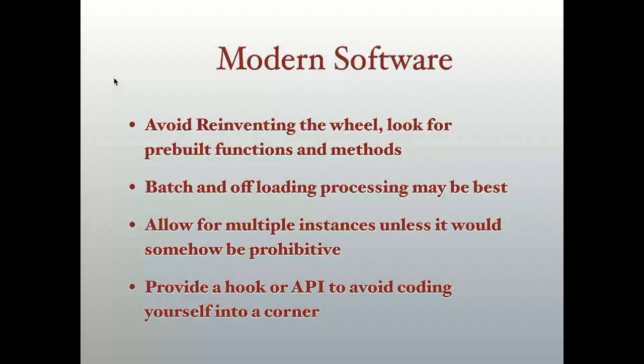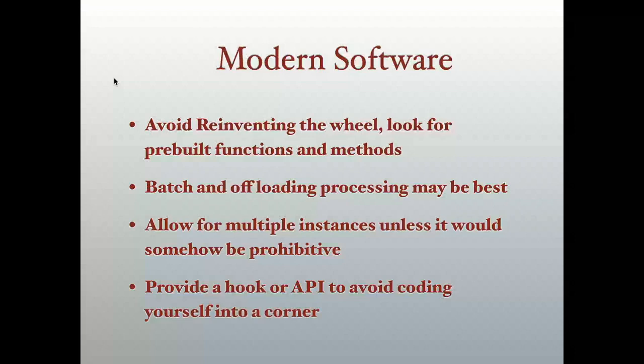Following up with that, allow for multiple instances unless it's somehow prohibitive. Security considerations sometimes mean that you can only have one instance of an object at a time. Sometimes race conditions will impact it. So you're like, oh, I can't have more than one instance working at a time. But ideally, everything should be set up so that that's not the case. You should be able to allow multiple people to work on the same chunks of data and, if need be, handle updates and things like that.